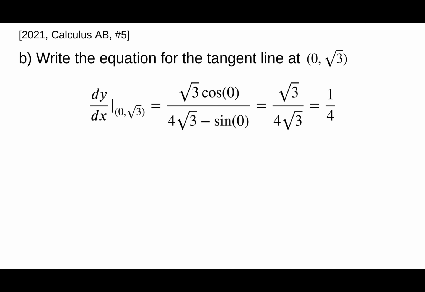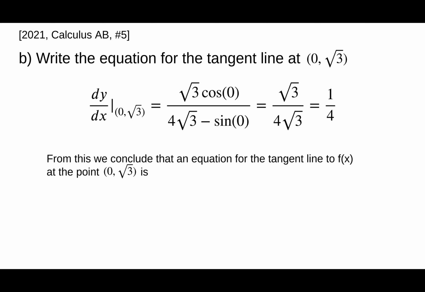You do not have to simplify this. You could leave it as square root 3 cosine 0 over 4 square root 3 minus sine of 0. You would just have to make sure that either you simplify it later when you write the equation, or use that as your slope when you write the equation for the tangent line, but you must be consistent.